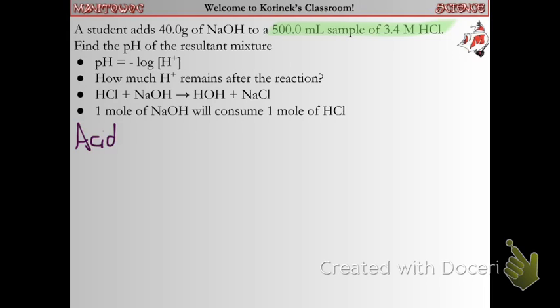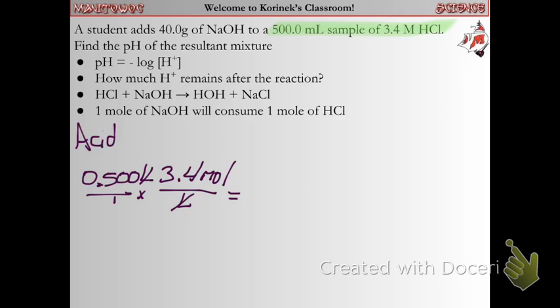And I want to figure out how many moles of the acid are actually present. I've got 0.500 liters. And I know that the molarity of that solution is 3.4 moles per liter. If I do the math on that real quick, that's going to come out to a total of 1.7 moles of HCl. Now let's take a look at the base. How many moles of the base are actually present?